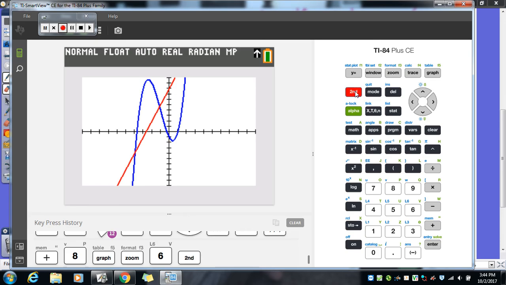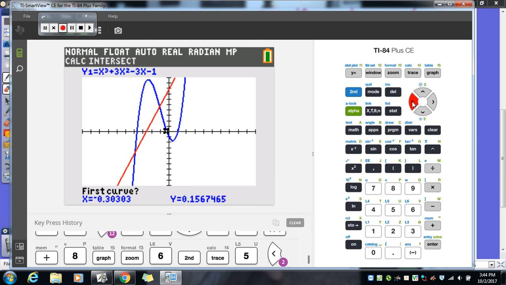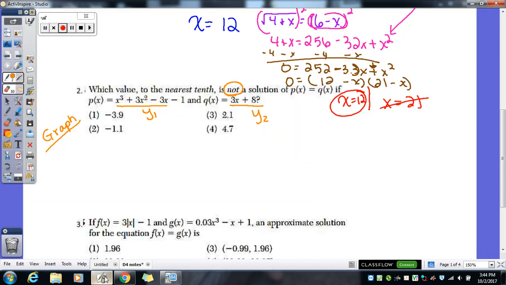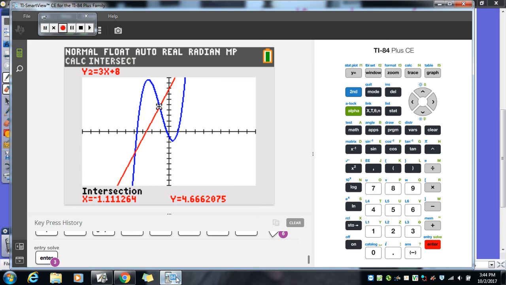So I'm going to go second trace. I'm looking for the intersection. So now I'm going to move my cursor. I'm going to arrow to the left. And I'm just going to move it a little closer to this intersection point, because that's the value I want to get. So if I have it nice and close there, I'll actually get that number, which is negative 1.1. So I can cross out that option.